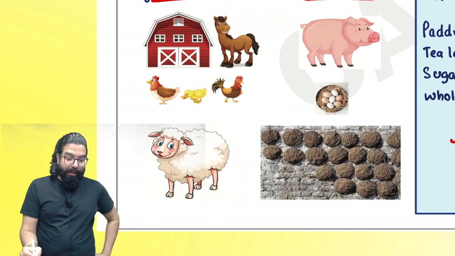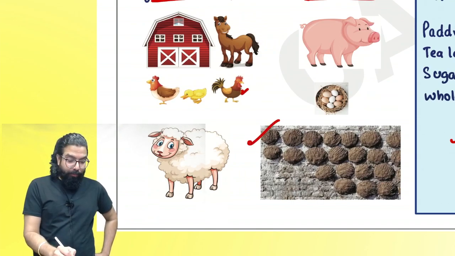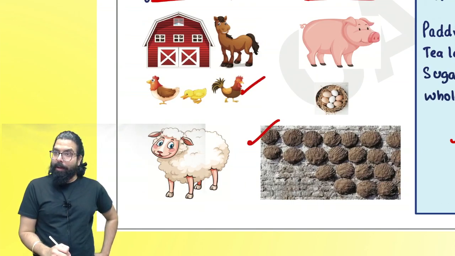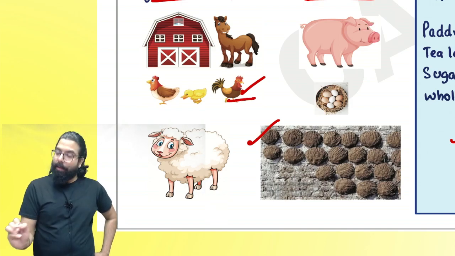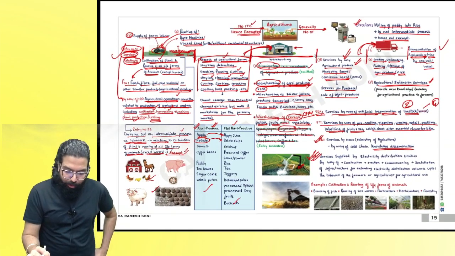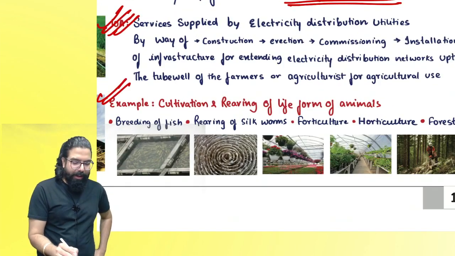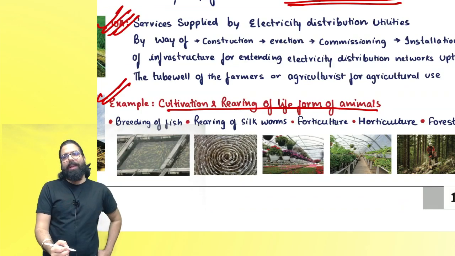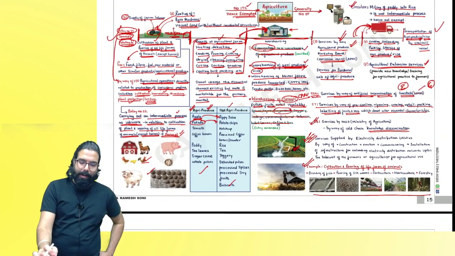For your reference, I have given this. See, this is fuel, this is food. Correct, everyone? Can I go ahead, everyone? Yes, sir, point is clear. Okay, I'll close my discussion. Sir, I have given some examples over here of what is cultivation of plants and rearing of life forms of animals.